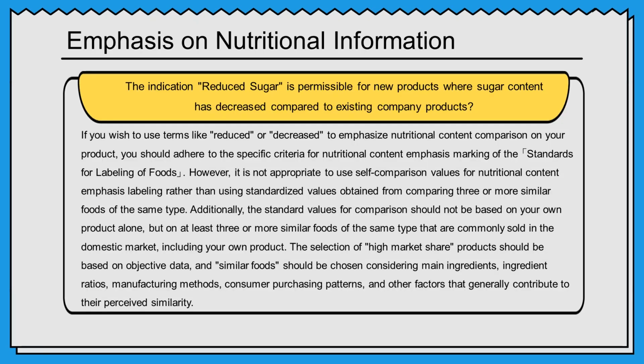If you intend to use terms like "reduced" or "decreased" to emphasize nutritional content comparison, you should calculate this comparison based on at least 3 or more similar foods of the same type, including your own product, that have a high market share in the market. These similar foods should belong to the same food category and should be selected based on objective data, considering factors like main ingredients, ingredient ratios, manufacturing methods, and consumer purchasing patterns, which contribute to their perceived similarity.